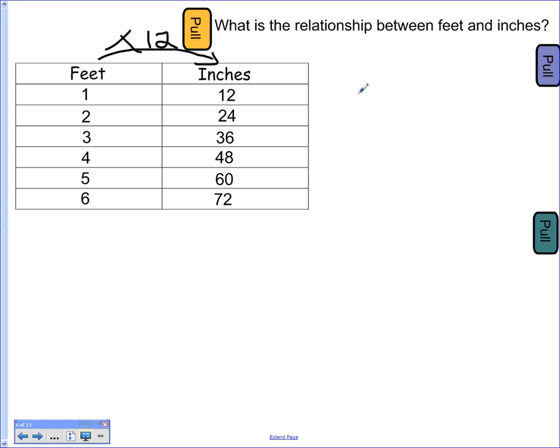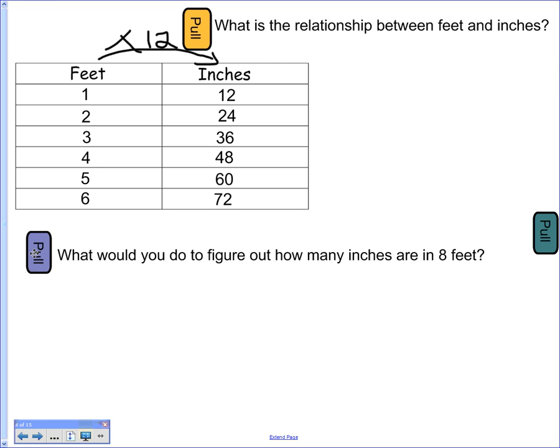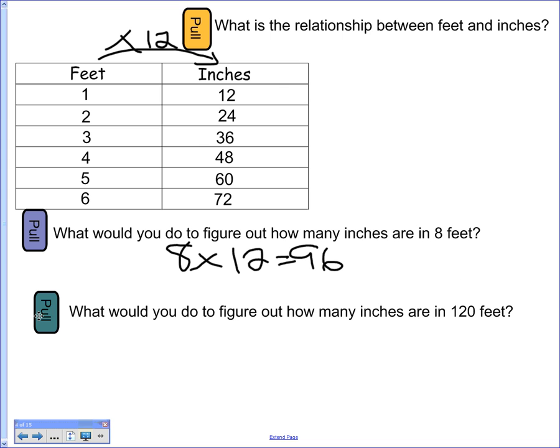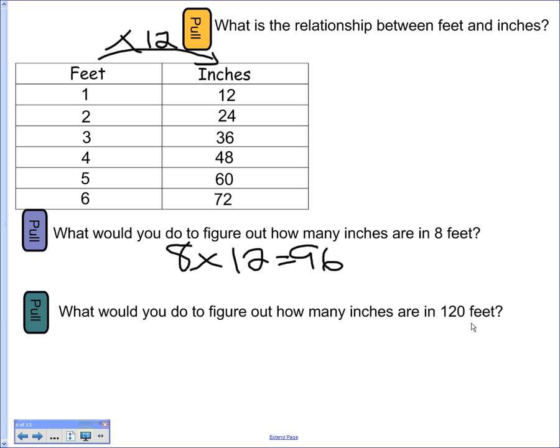Okay. And then what would you do to figure out how many inches are in 8 feet? Well, I would multiply 8 times 12. That equals 96. What would I do to figure out how many inches are in 128 feet? Again, I would do 128 times 12. 12 times 12 is 144, with a 0, that'd be 1,440.